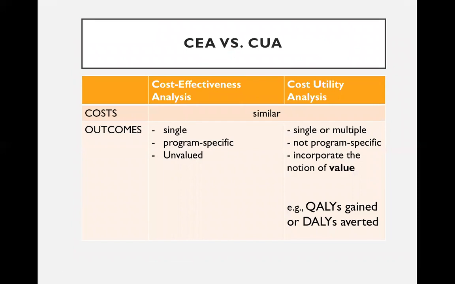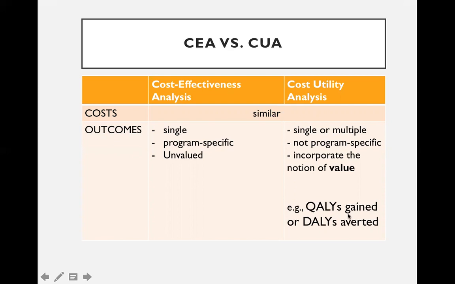So going back now to cost effectiveness versus cost utility analysis. In comparison, the outcomes for cost utility analysis look at single or multiple outcomes. It is not program specific, and it incorporates the notion of value because we're assigning value to the life years gained. So it's not just life years gained, it's quality adjusted life years gained.